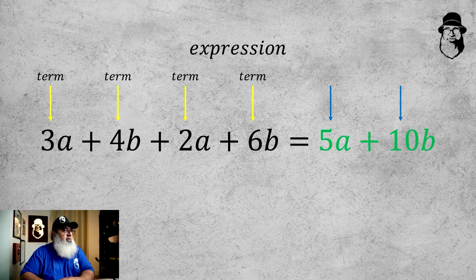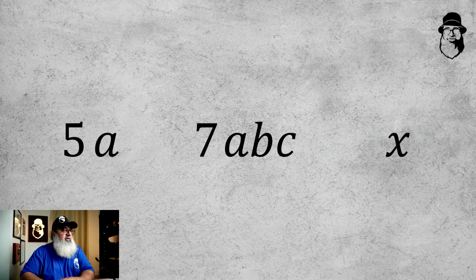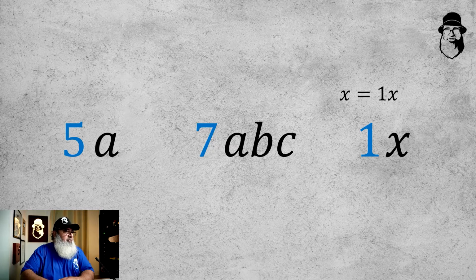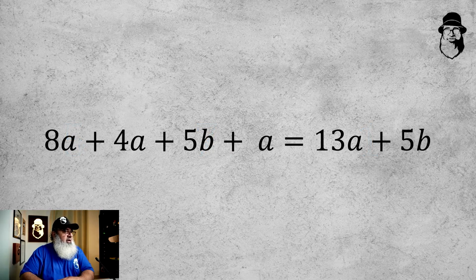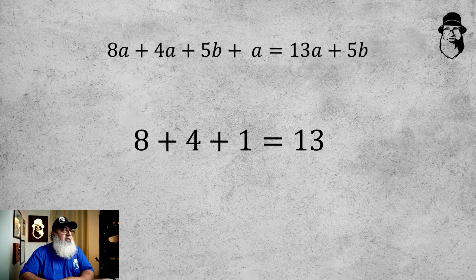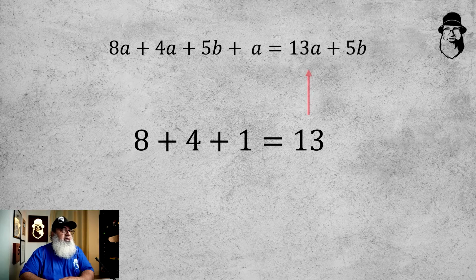Now, another useful word is coefficient, which is the number beside a letter. So, the coefficient of 5a is 5, the coefficient of 7abc is 7, and the coefficient of x is 1, because x means 1x. Now, note here that a means 1a, so the coefficient of a is 1. So we add 8 plus 4 plus 1 to get the 13a.